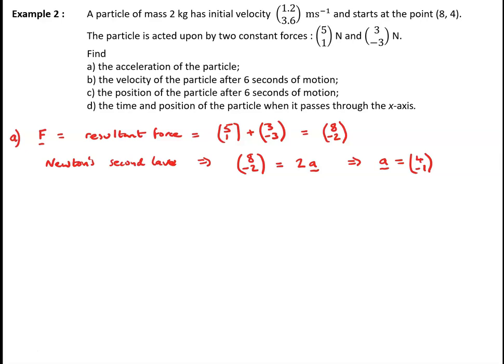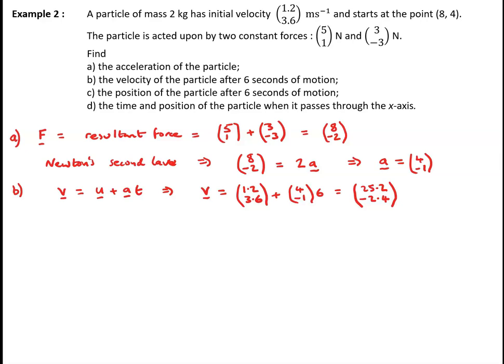The velocity of the particle after 6 seconds of motion we can find using the equation v equals u plus at. So we've got the final velocity is the vector (1.2, 3.6) plus the vector (4, -1) times 6, which gives me (25.2, -2.4).